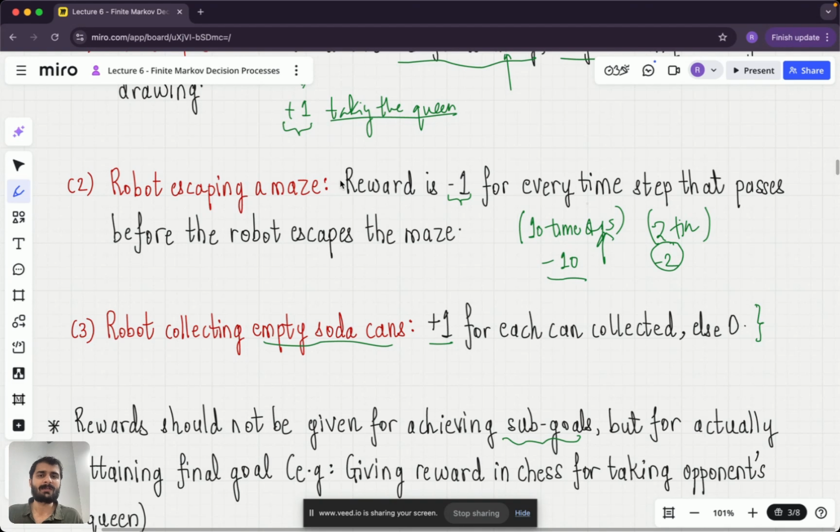This is very important. And many times while formulating problems, I've seen that we tend to get stuck in these sub goals because we think that maybe this is easy for the agent. But unless we give the final reward for the final goal that we want to achieve, our agent will get stuck in achieving these sub goals and it will not achieve the final goal that we want it to achieve.